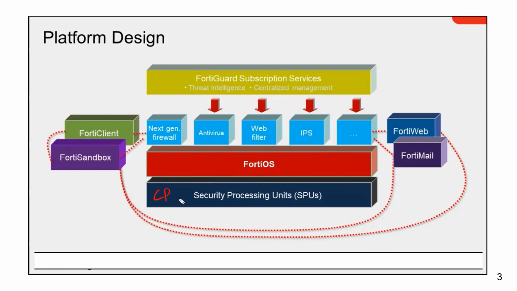So you have something called CP, then SP, then NP. So content processor, security processor, network processor. Those are the hardware chips. These hardware chips are on the device itself, and they are used for making sure the traffic is handled correctly and as fast as possible.